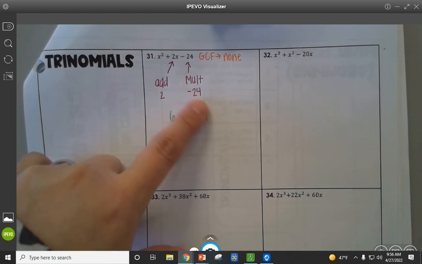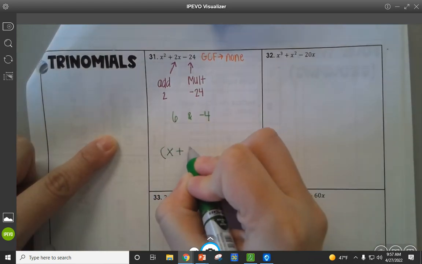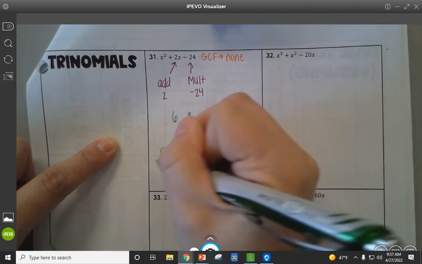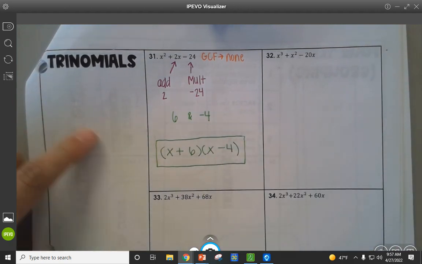So what I do with these two numbers is put them in parentheses: x plus 6 and x minus 4. And that's all we have to do for the factoring part.